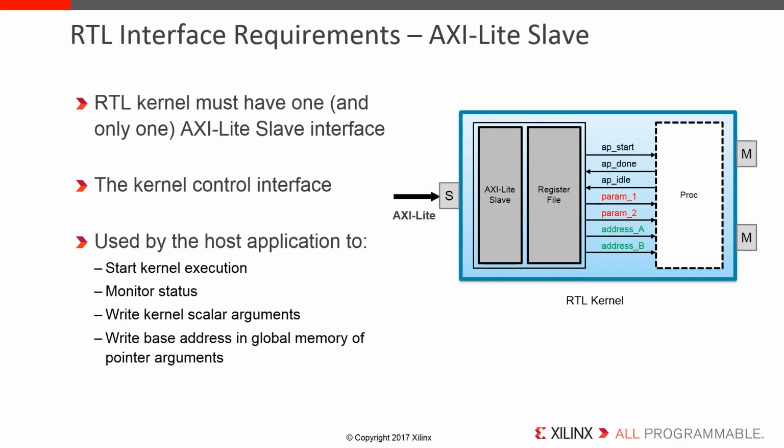The RTL kernel must have a single AXI-Lite slave interface. This is the interface through which the host application controls the kernel. The host application can start kernel execution, monitor status, pass scalar arguments to the kernel, and write the base address of the global memory of the pointer arguments.